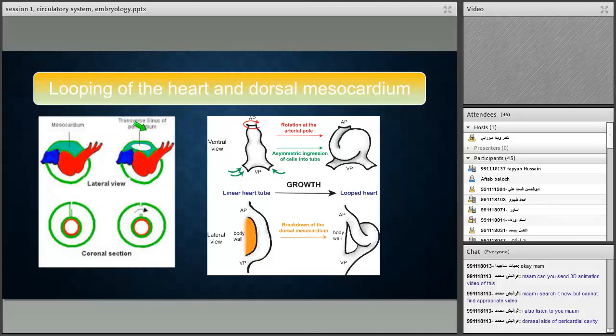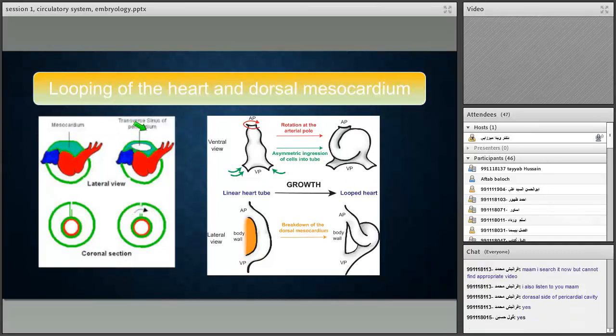Do you remember the transverse sinus? We had two sinuses in the pericardium, oblique and transverse. This is the transverse sinus of pericardium. So the heart tube will be suspended in the pericardial cavity from these two sides, and between them we have the transverse pericardial sinus. After the folding of the heart tube, we can see the final form of the transverse sinus.